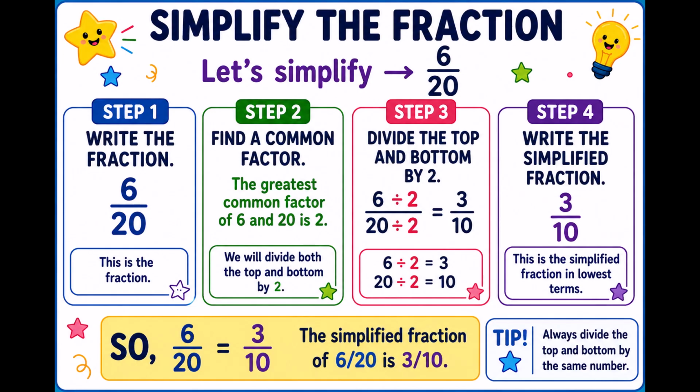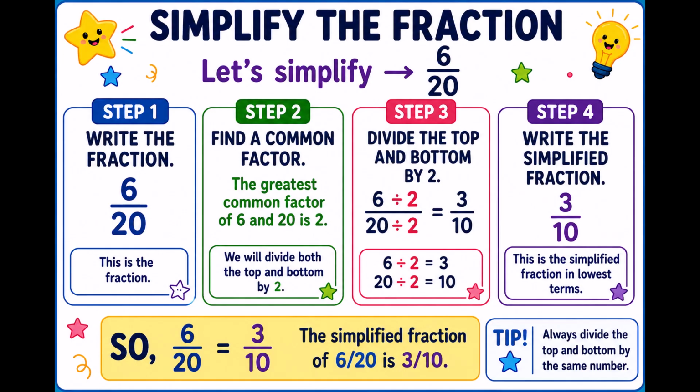If you're the type of person who can just remember, excellent job, good for you, but we do it for those who need it. So let's look at the fraction 6/20. Step 1, write the fraction. Our fraction is 6/20. Step 2, find the greatest common factor. What is a factor that they both have in common? The greatest common factor of 6 and 20 is 2.